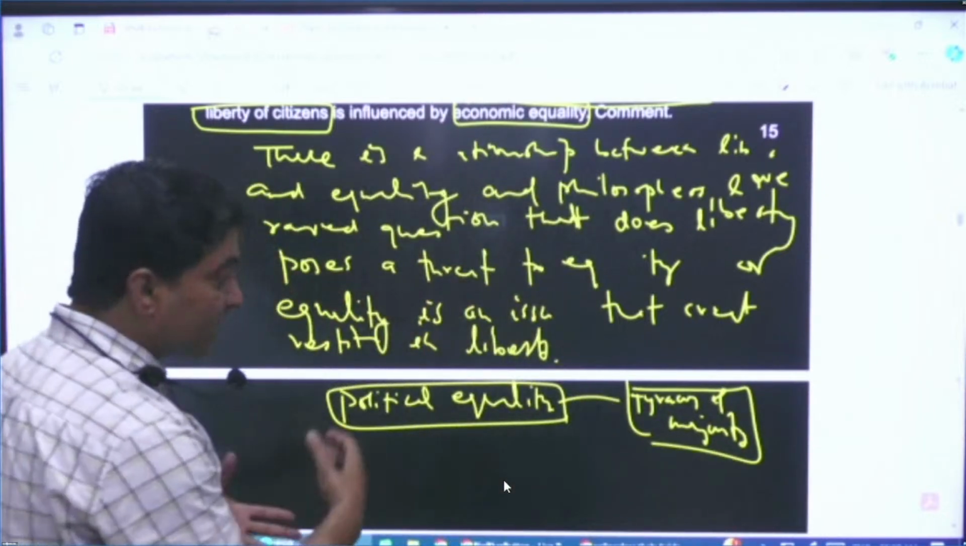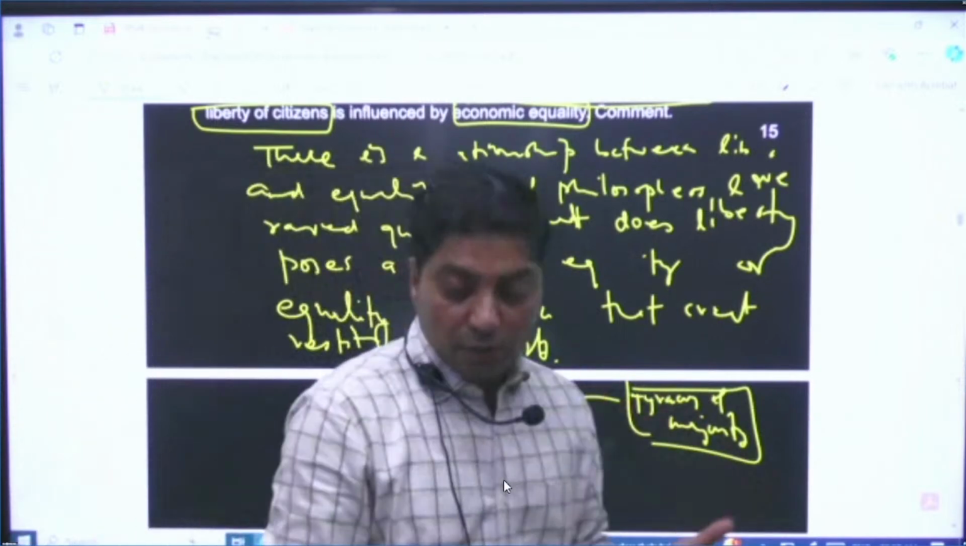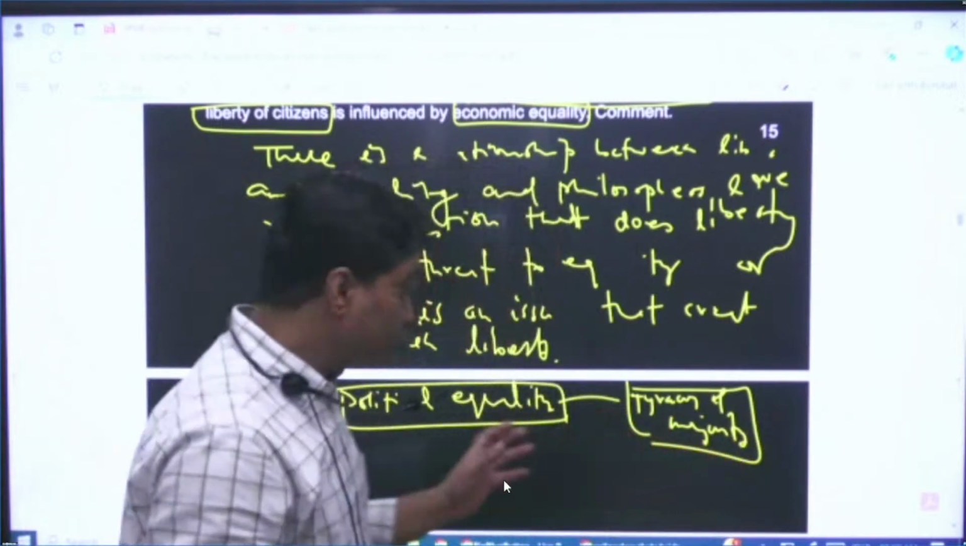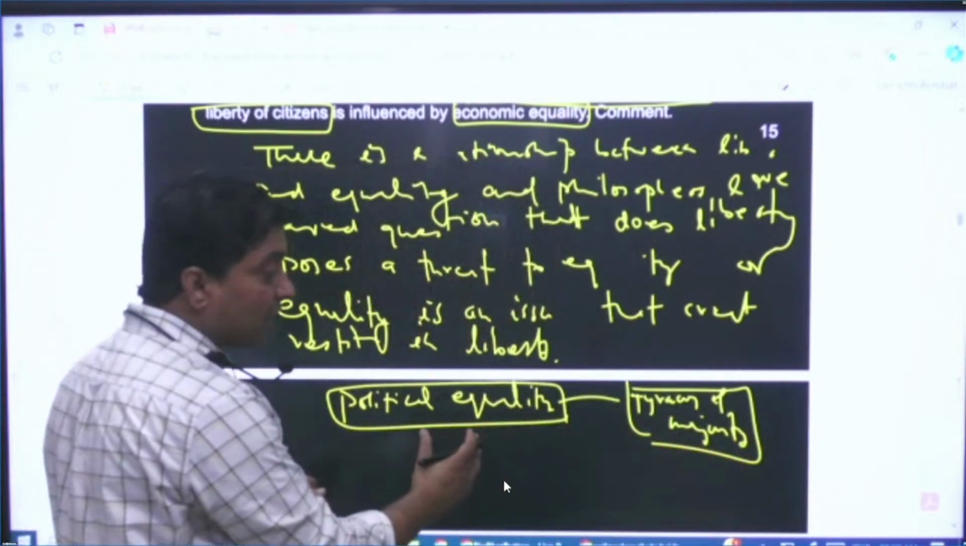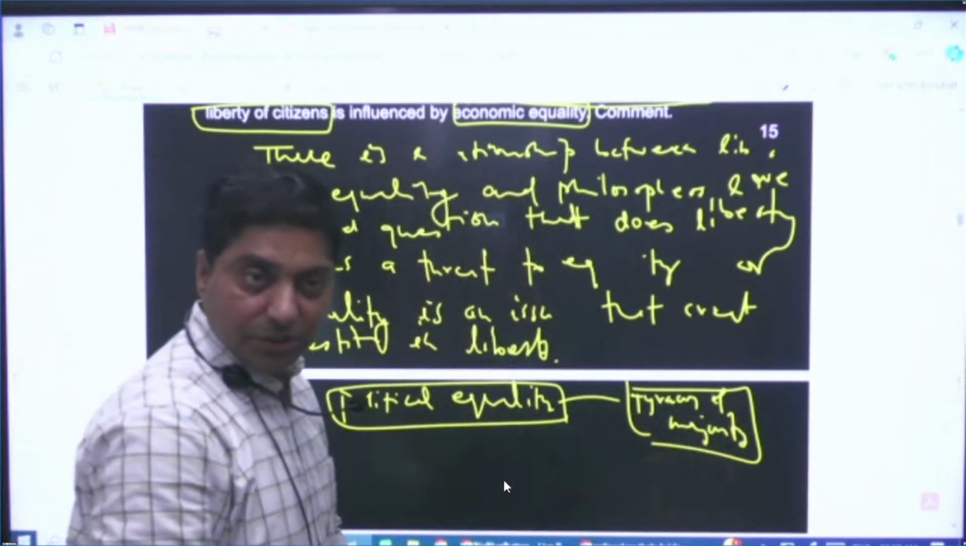Now, in many states, like look at Germany, where Hitler used democracy, political equality, and turned against the minority, and that was a threat to individual liberty, right?